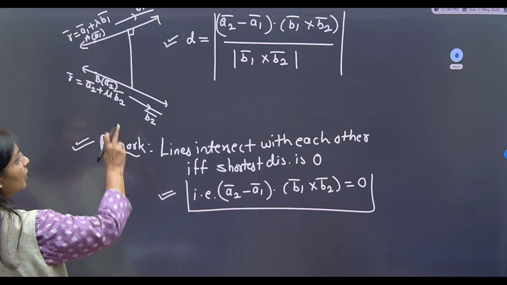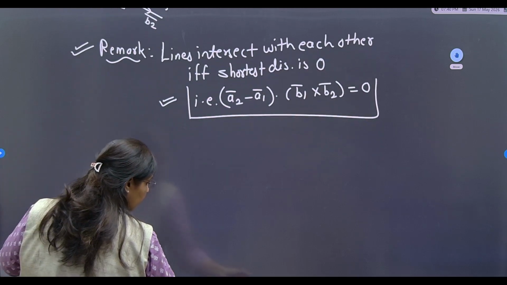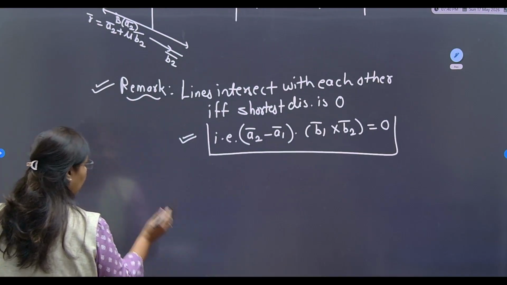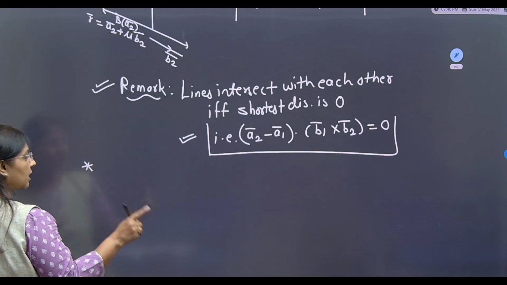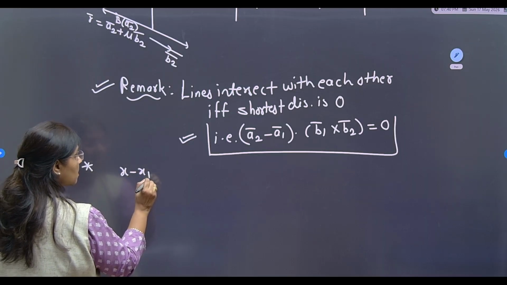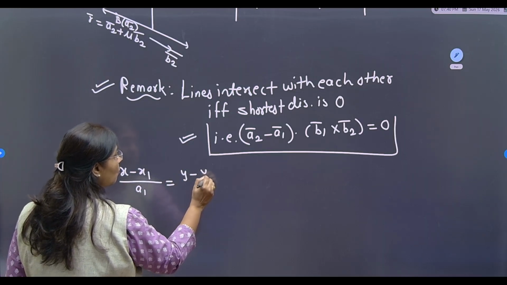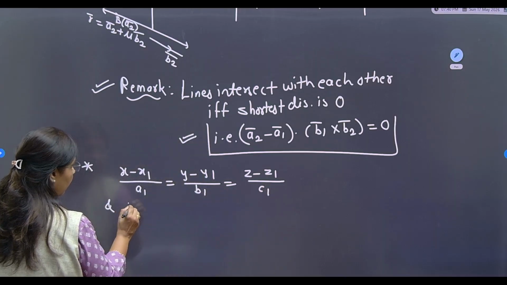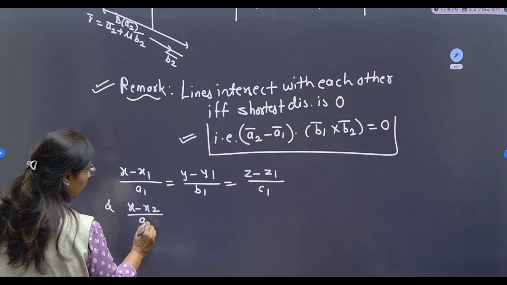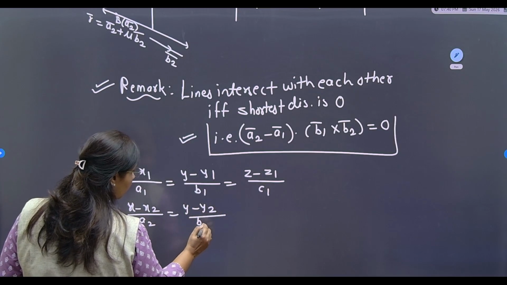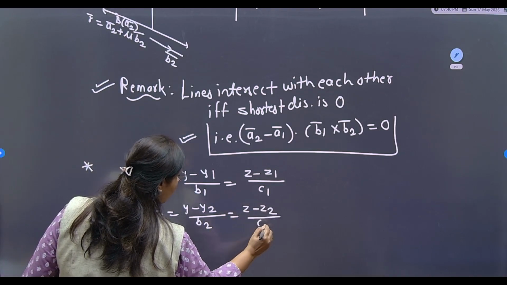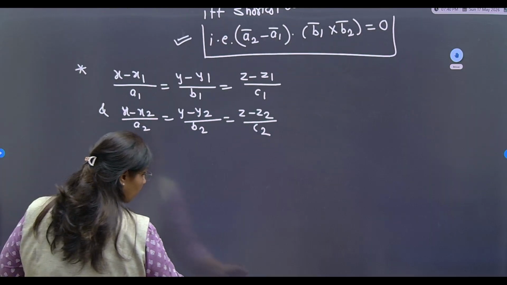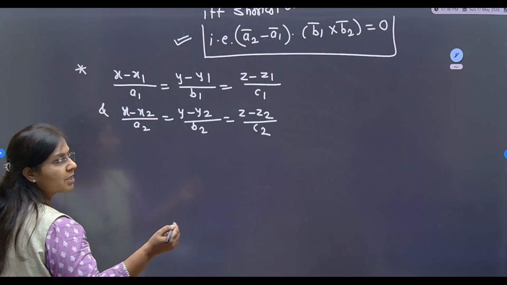If Cartesian equations of two lines are given in place of vector equations, then the distance between skew lines formula is as follows. The Cartesian equations of the two lines are (x minus x1) upon a1 equals (y minus y1) upon b1 equals (z minus z1) upon c1, and (x minus x2) upon a2 equals (y minus y2) upon b2 equals (z minus z2) upon c2. These are the equations of two lines in Cartesian form. Then suppose the question is to find the distance between two lines.